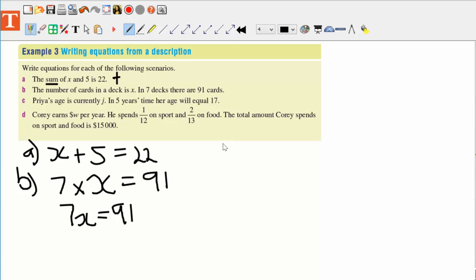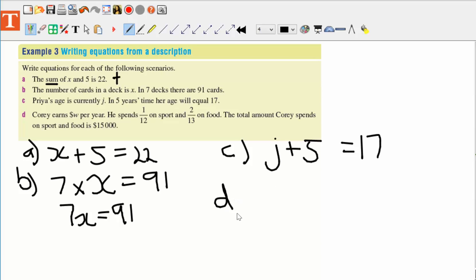Okay. C. Priya's age is currently J. In 5 years' time, her age will equal 17. Okay, so her age at the moment is J. In 5 years' time, it's going to equal 17. So whatever her age is now, we need to add 5 years onto that one, which will then equal 17. Alright, so it's J plus 5 equals 17.